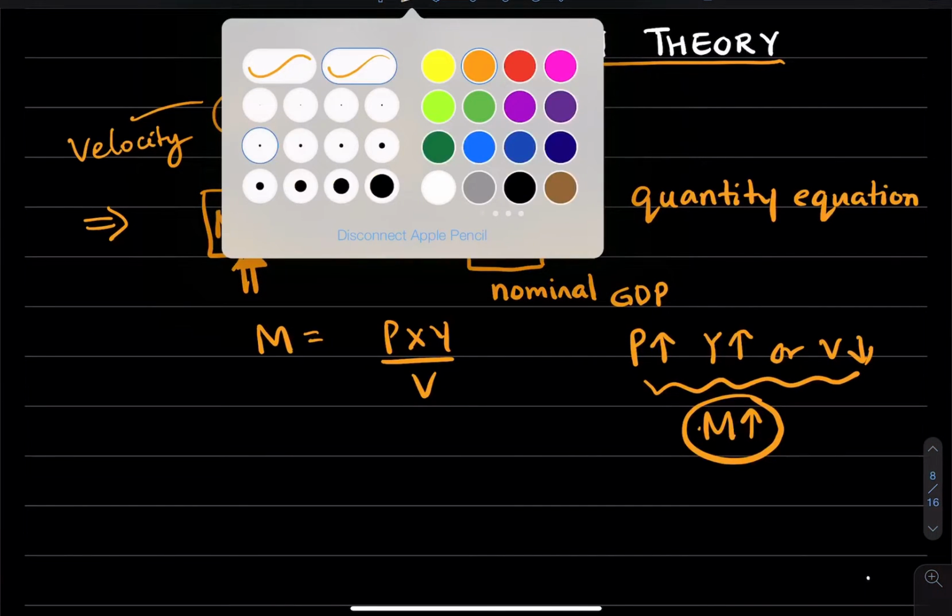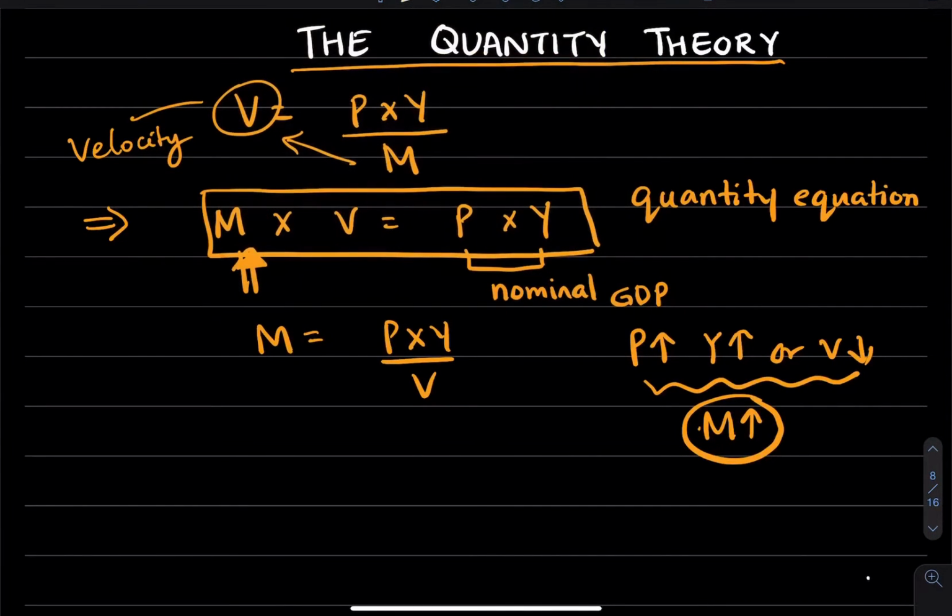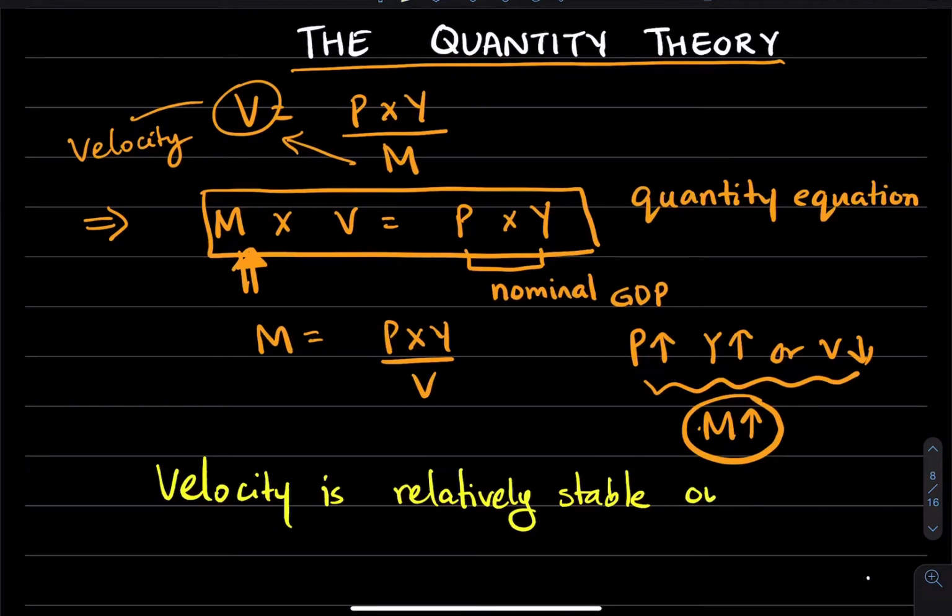So one thing we can say is velocity is relatively stable over time. Even though we see those fluctuations, on a log scale those are very small values.